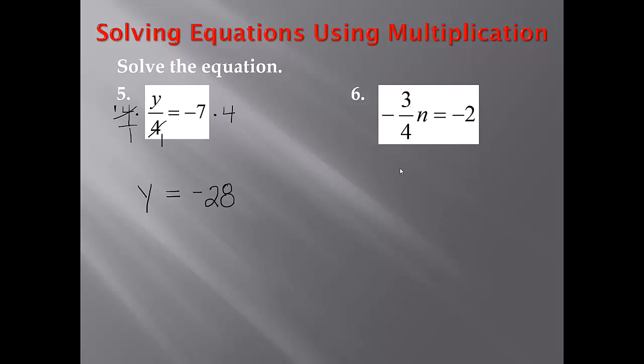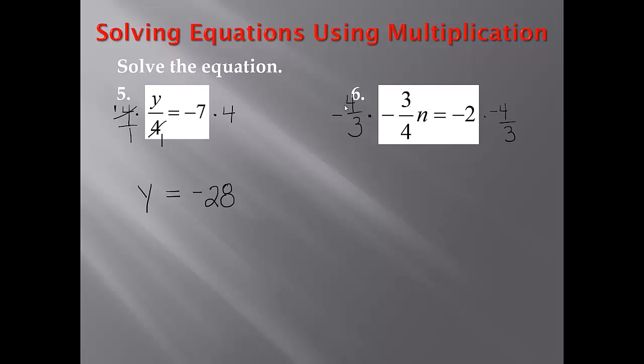For number 6, we have negative 3/4 times n equals negative 2. We are multiplying the left-hand side by negative 3/4. So in order to solve, we can multiply by the reciprocal. So we can go ahead and multiply by negative 4/3. So we're going to multiply both sides by negative 4/3.